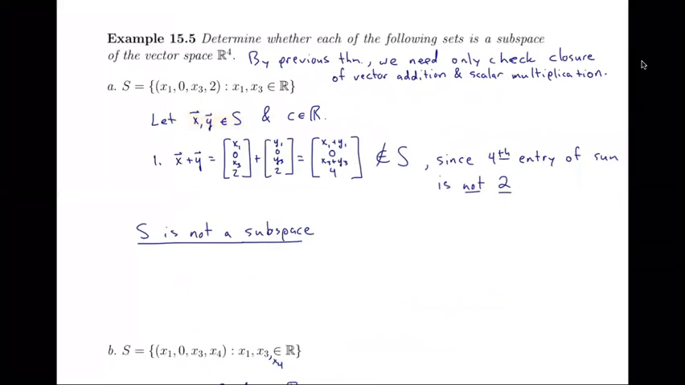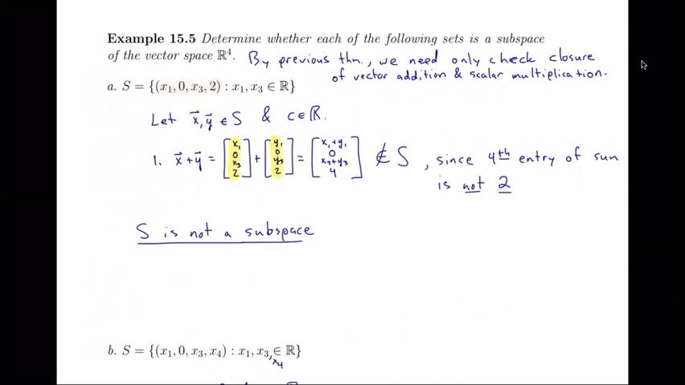It's the set of vectors of this form: x1, 0, x3, 2, where x1 and x3 are any real numbers. So it looks like 0 and 2 in the second and fourth positions respectively always have to be those values. Well, we take 2 vectors x and y in this subspace. They have a representation that looks like this. They have to be of this form. So that's how I've written them down.